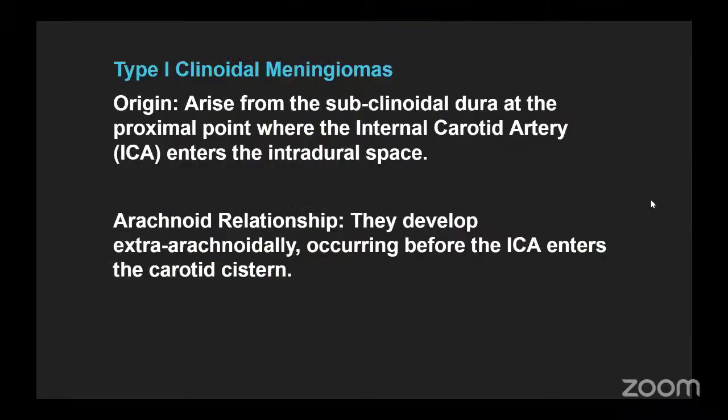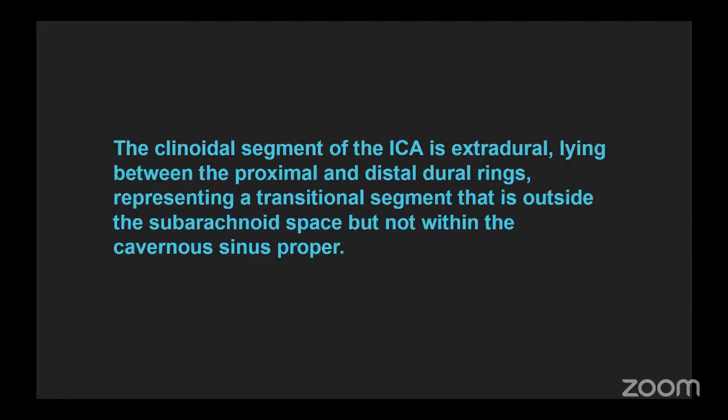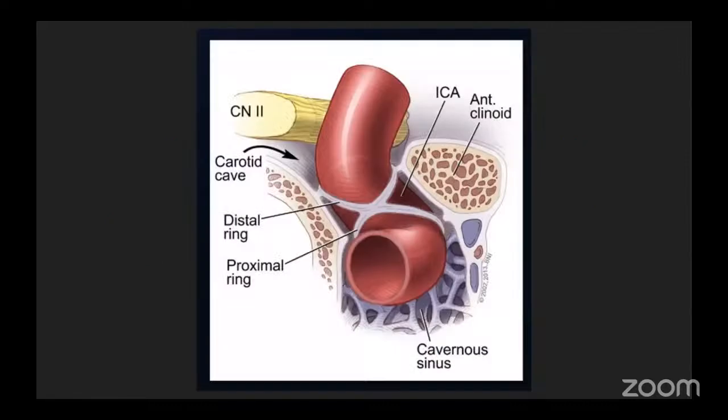Type 1 clinoidal meningiomas, we did that. It arises from subclinoidal dura at the proximal entry point where the ICA enters the intradural space. And since they are extraarachnoid, they can attach directly to ICA. This is just a repetition of what we have discussed throughout this session. Clinoidal segment of ICA is extradural. It lies between the proximal and the distal dural rings, and it is not surrounded by CSF, etc.